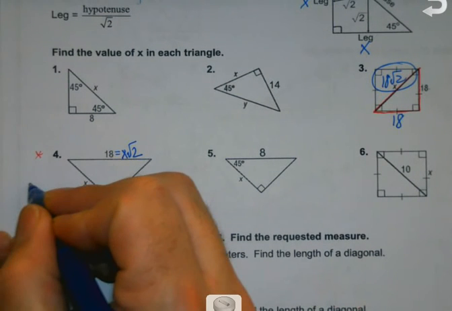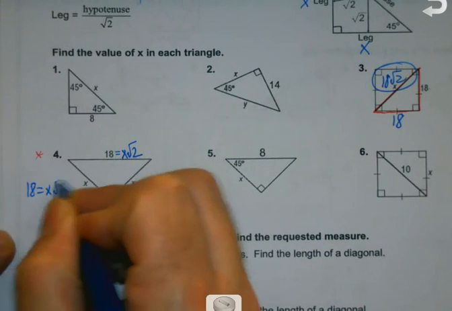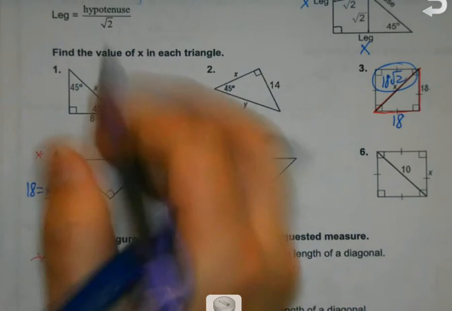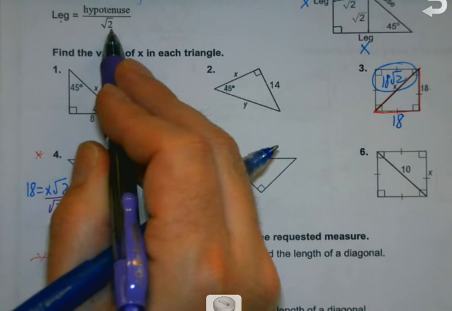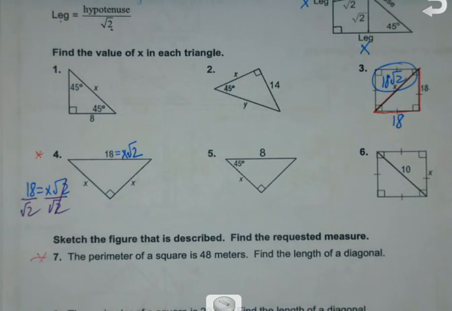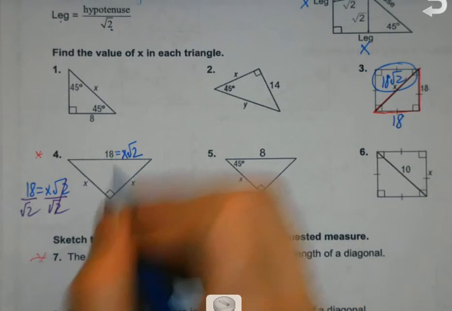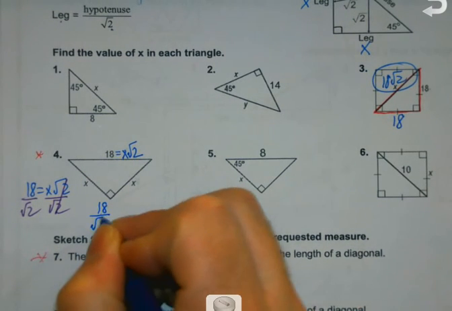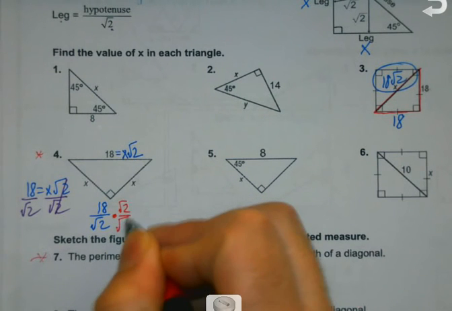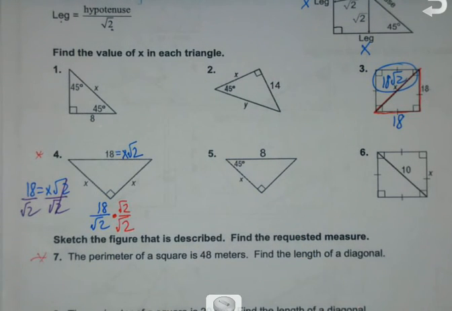So, what do I have to do to get x by itself? Divide by the square root of 2. Leg equals hypotenuse divided by the square root of 2. But again, I can't leave it that way. I can't leave it as 18 over the square root of 2. Mathematically not correct. So we're going to fix it by multiplying by square root of 2 over square root of 2.